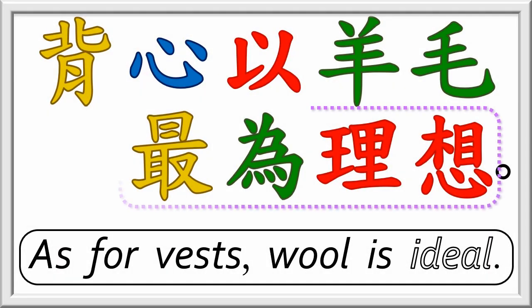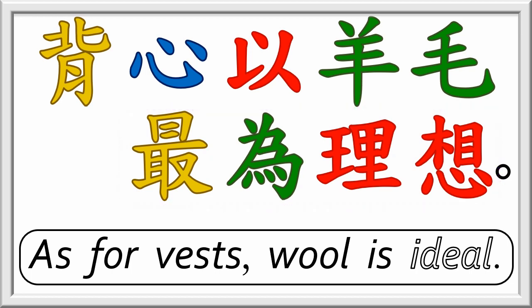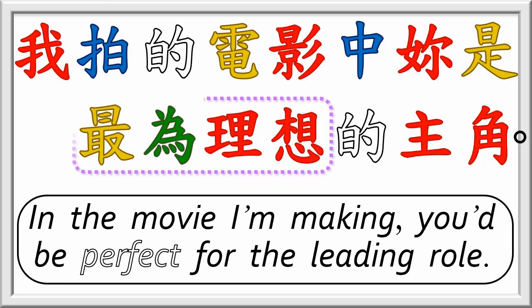Notice how 不过的 is sometimes added after a superlative for emphasis. Literally, it cannot be surpassed. Another phrasing of the superlative degree is the addition of 最为 before an adjective. 背心以羊毛最为理想。Wool is the ideal material for vests. 我拍的电影中，你是最为理想的主角。In the movie I'm making, you'd be perfect for the leading role.